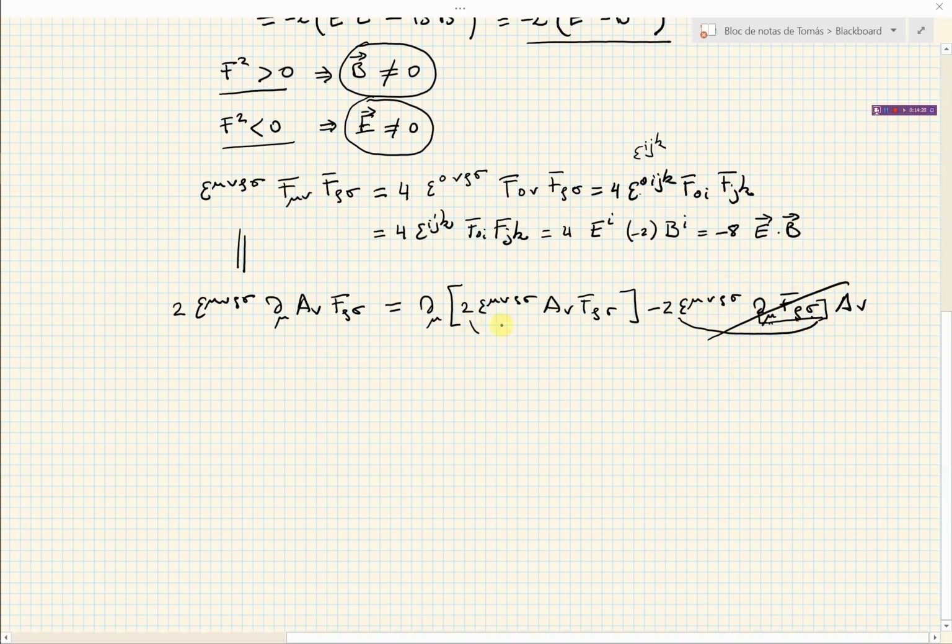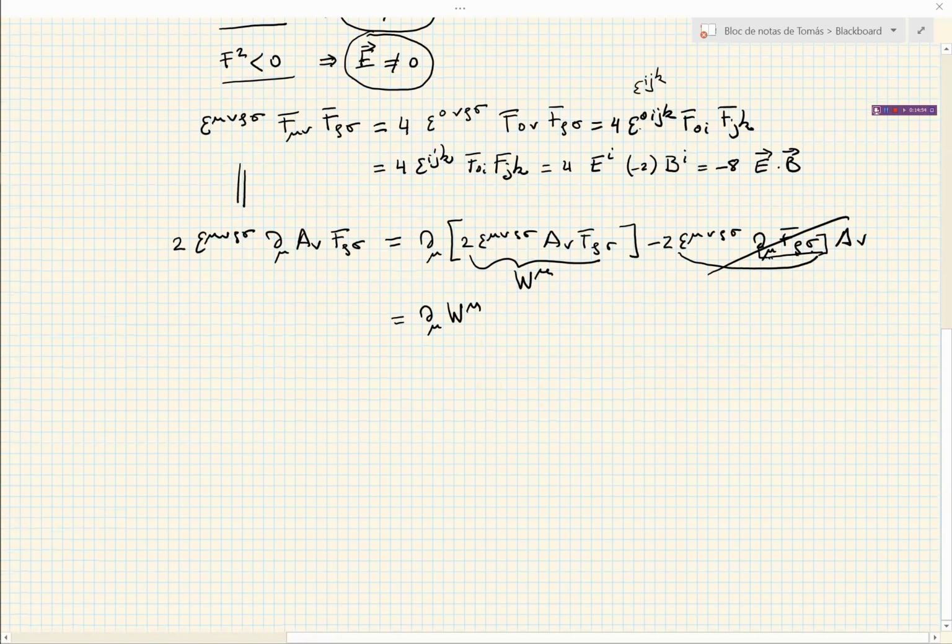What this means is that, if I call this W mu, this is clearly a total derivative. If I write a Lagrangian with only this term, this Lagrangian will be equivalent to the zero Lagrangian, because it will give the same equations of motion as the zero Lagrangian, since the difference between 0 and this is a total derivative. In other words, the equations of motion will be trivial, so it doesn't give you anything. You cannot use this term in 4 dimensions to construct a viable Lagrangian for the electromagnetic field.